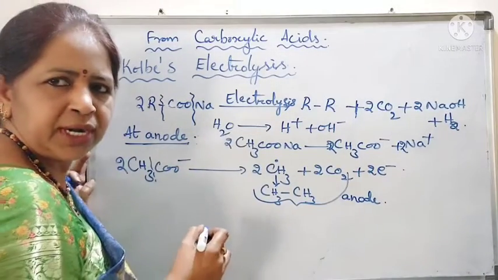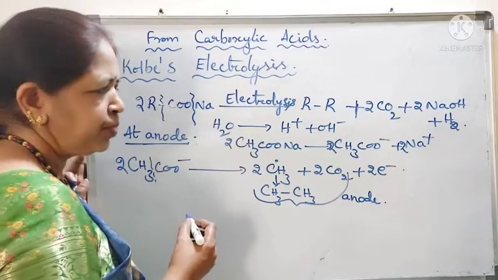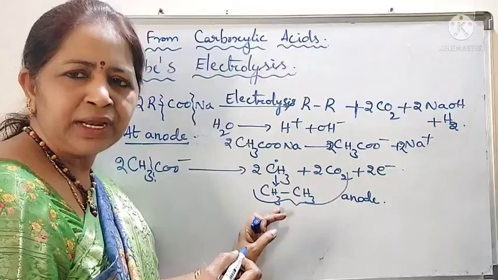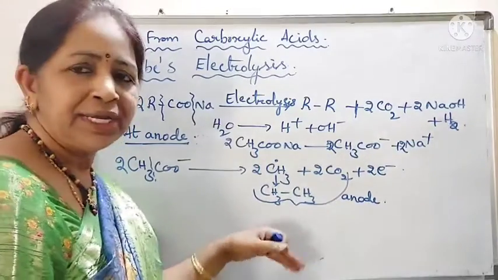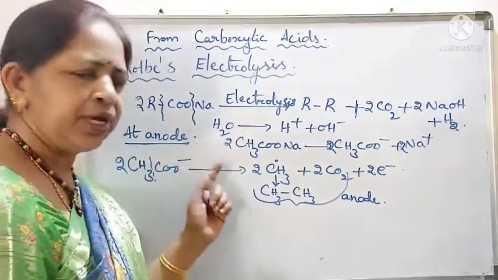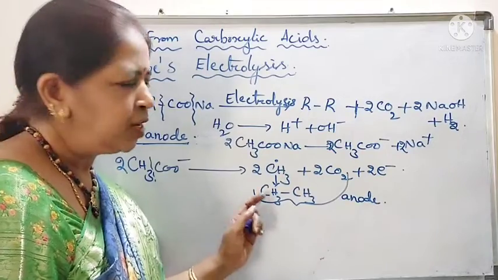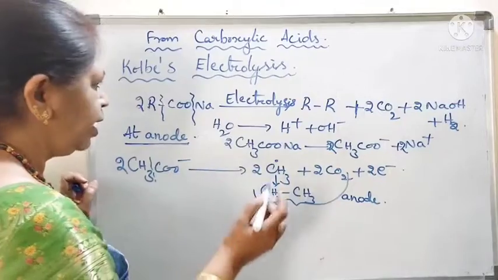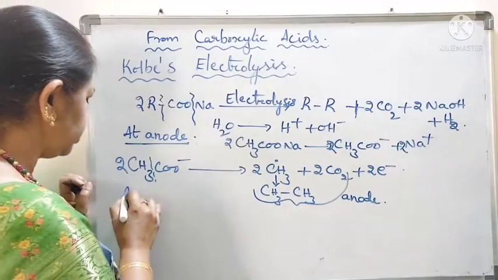This is an important objective question, students. At which electrode is the alkane obtained in the Kolbe's electrolysis method, and what is the byproduct at anode in the Kolbe's electrolysis method? What is the byproduct? The byproduct is carbon dioxide. And what happens at cathode?